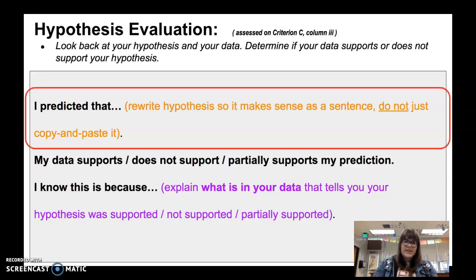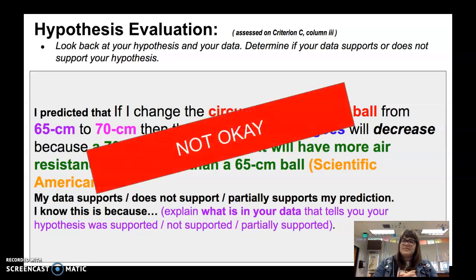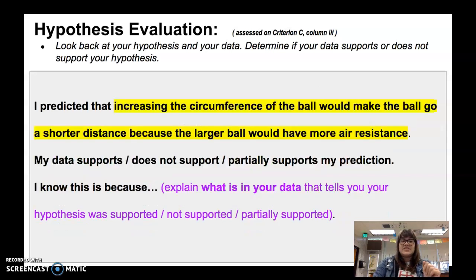I'm going to start right here, and it says, "I predicted that," rewrite hypothesis so it makes sense as a sentence, do not just copy and paste it. What I see a lot of kids doing is they copy that and then they just plop it in: "I predicted that if I change the blah, blah, blah." Please do not do that. That's not okay. Please rewrite your hypothesis so that it is summarized and it makes sense as a sentence.